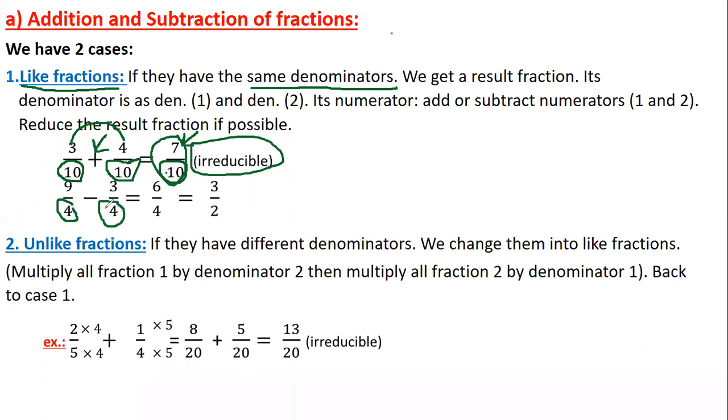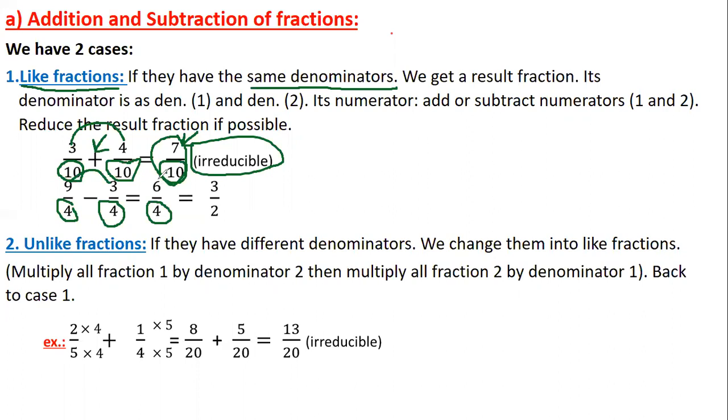So since the two denominators are the same, directly I say we have like fractions. So we will get a result fraction. Its denominator stays the same, like the first and the second. I don't want to see anyone tomorrow tell me 4 plus 4 is 8. We don't add the denominators. The denominator stays the same. All we do, we say 9 minus 3, it is 6.